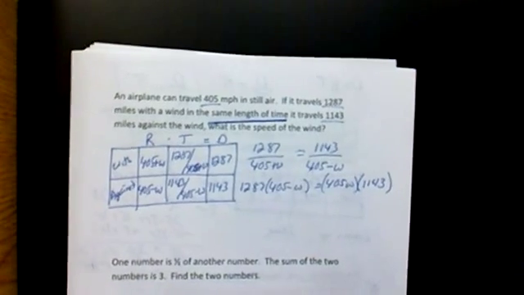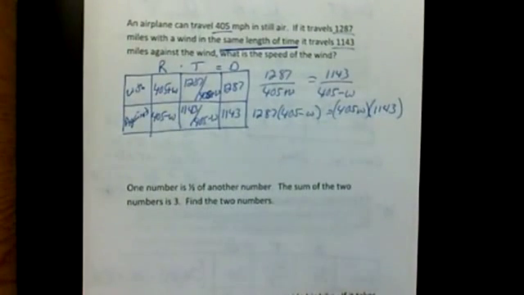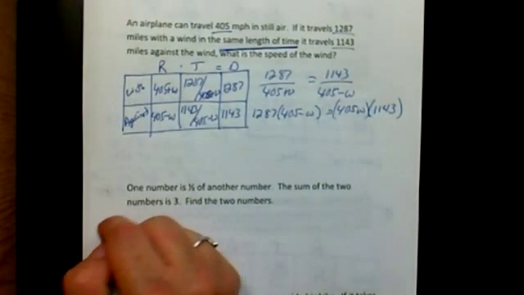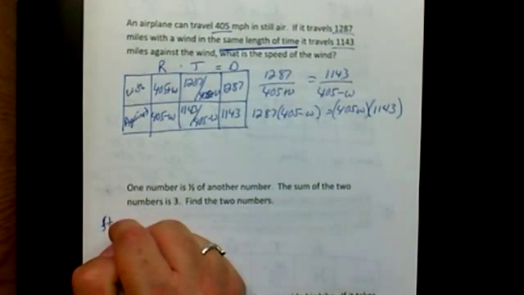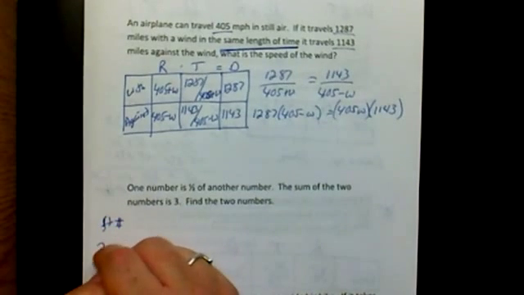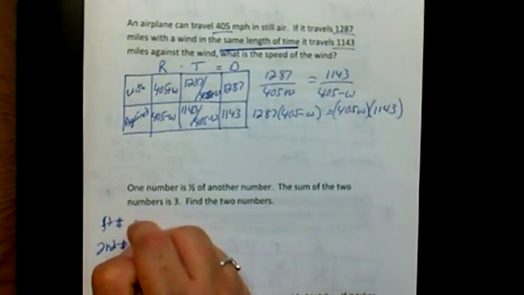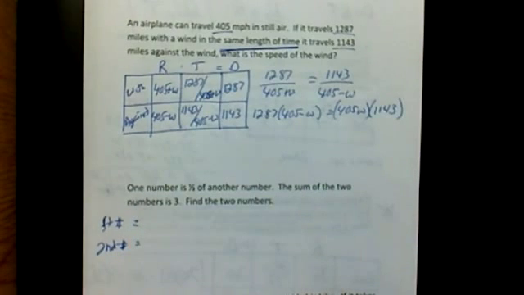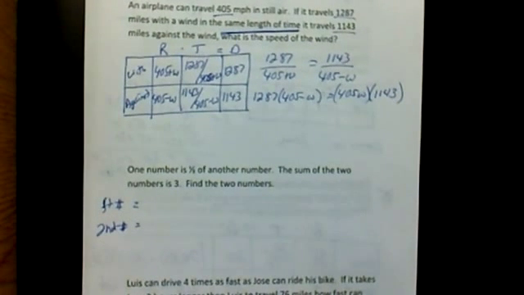We set up the next one. One number is 1/2 of another number. So we have the first number and the second number. And what do we know about them? One number is 1/2 of another number.